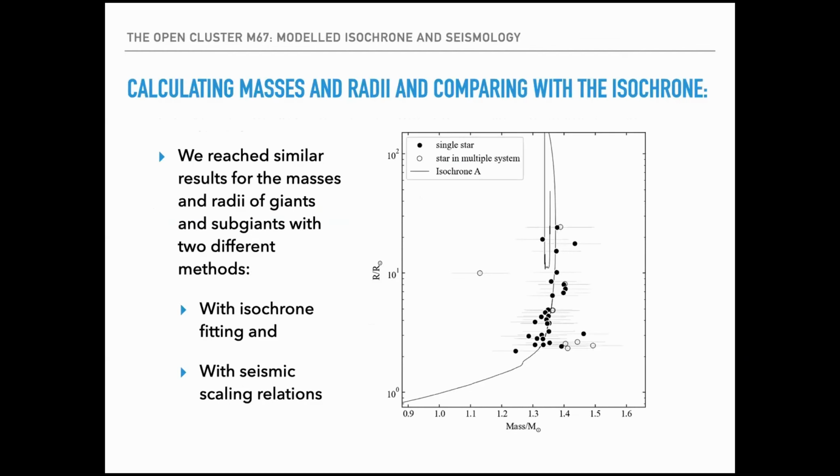So the interesting thing is that we have reached very similar values of masses for the stars in the cluster using these scaling relations from the oscillations of the stars, these two frequencies that I showed you before, and with the isochrone that we took a lot of care to make as precise as possible. So this is a good result. It confirms that we have made good models for these stars, and we can do this with seismology, which was a pretty good result, but we can also do other things.